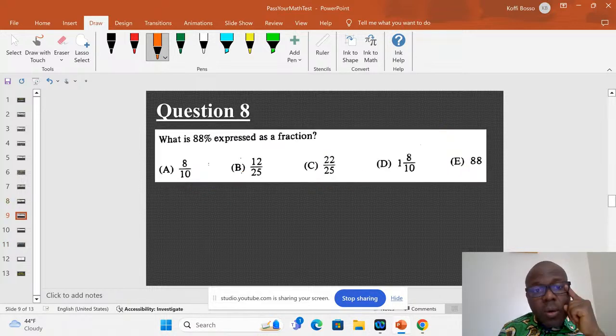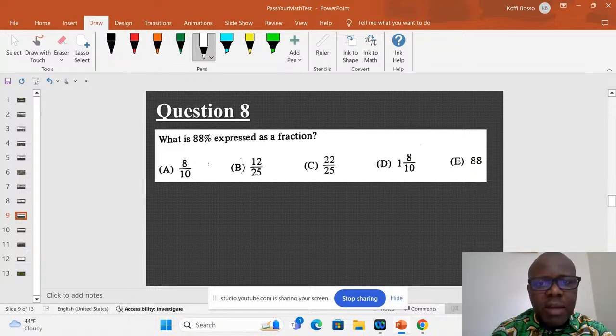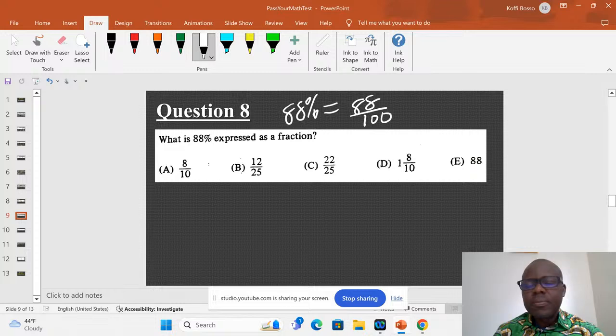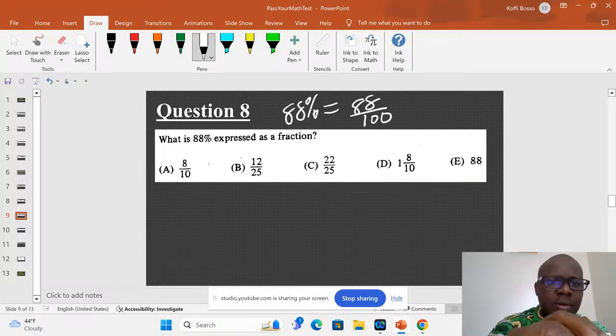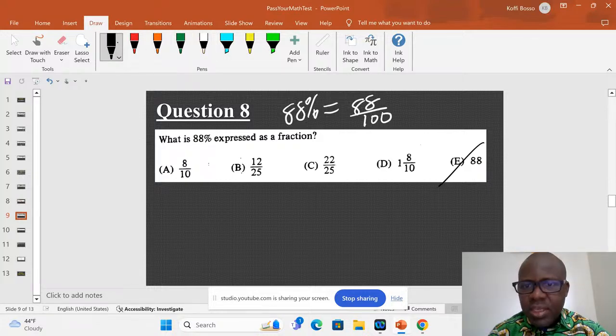Question number 8. What is 88% expressed as a fraction? Every time they say something percent, that means that thing divided by 100. So I have 88%. With no calculator, I can write this as 88 over 100. That's the first thing you can do. Now, if you check all of this, there is nothing with 88 over 100. But I know that the answer is not 88. So E is out.